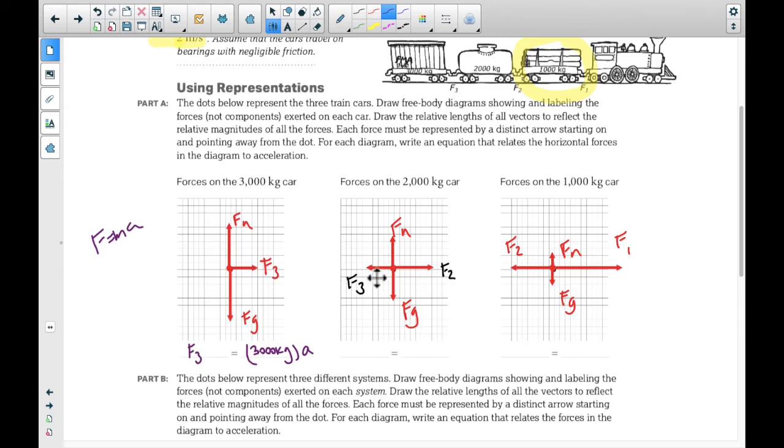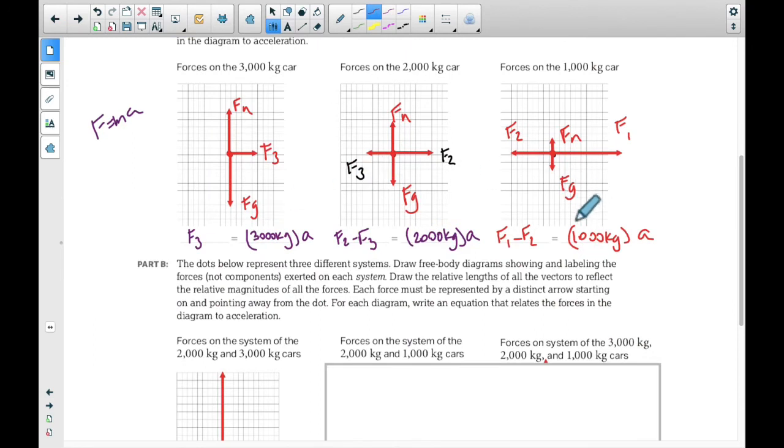Similar thing here, but this time we have two horizontal forces. So we could say F sub 2 minus F sub 3, that's our net force. And that's going to be equal to the 2,000 kilogram car times the acceleration. And then the last one here is we have F sub 1 minus F sub 2. We have the mass and the acceleration. Okay, so these are the three different cars.